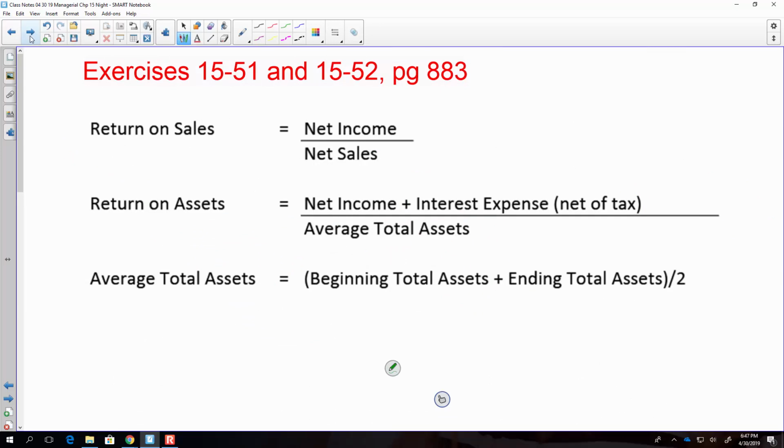Let's try one. Or let's try the return on sales, return on assets computations. Problem 51 and 52 of our book. Again, we got to use our little table on page 882 for the numbers. So here we're starting with net income, 2.1 million, on 11,300,000 of sales.